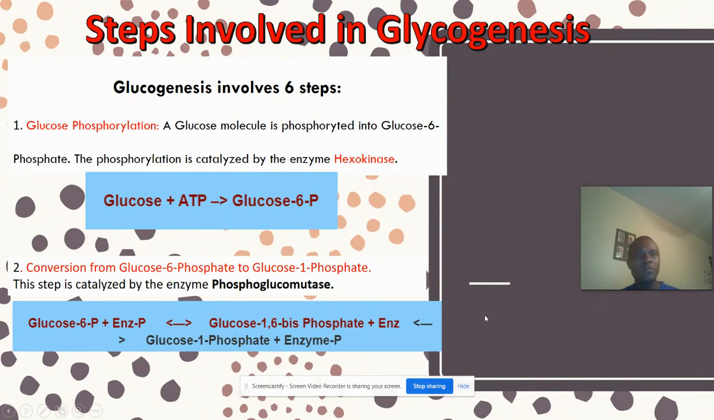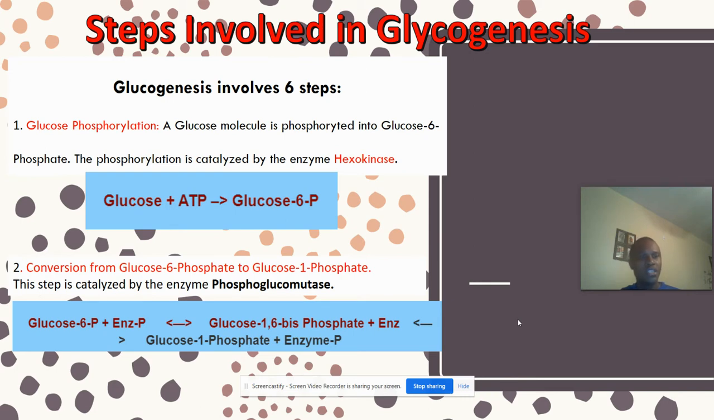Now, let's look at the steps involved in glycogenesis. Glycogenesis involves 6 steps. The first one is the phosphorylation of glucose. A glucose molecule is phosphorylated into glucose 6 phosphate. The phosphorylation is catalyzed by the enzyme hexokinase. So glucose plus energy gives us glucose 6 phosphate, and the reaction is sped up, or catalyzed, by the enzyme hexokinase.